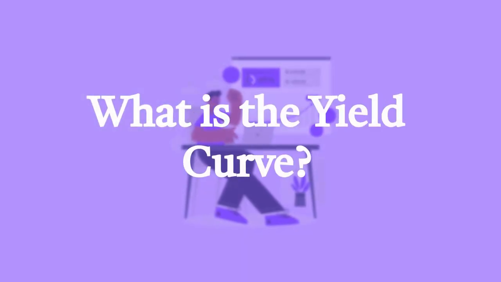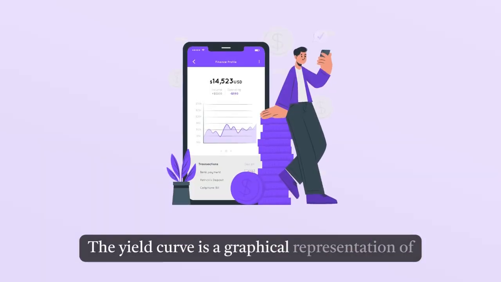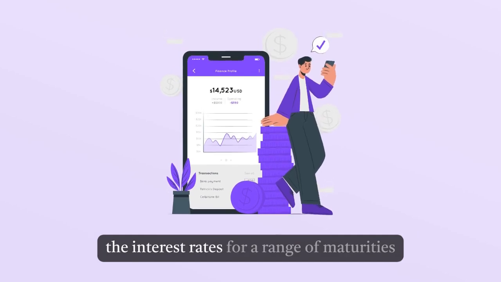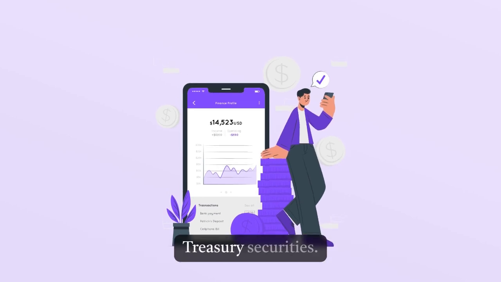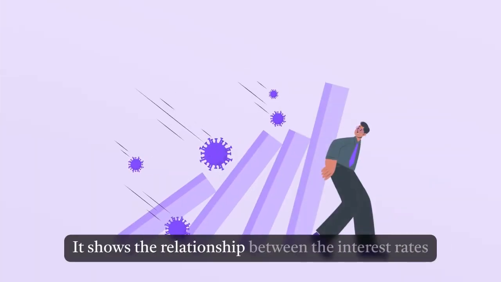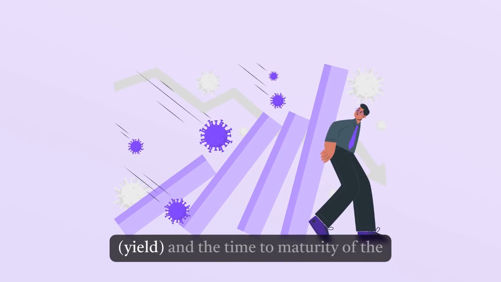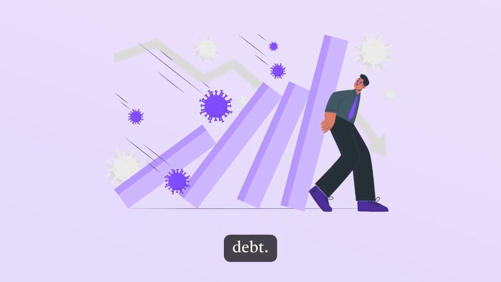What is the yield curve? The yield curve is a graphical representation of the interest rates for a range of maturities on a particular debt instrument, such as U.S. Treasury securities. It shows the relationship between the interest rates, yield, and the time to maturity of the debt.